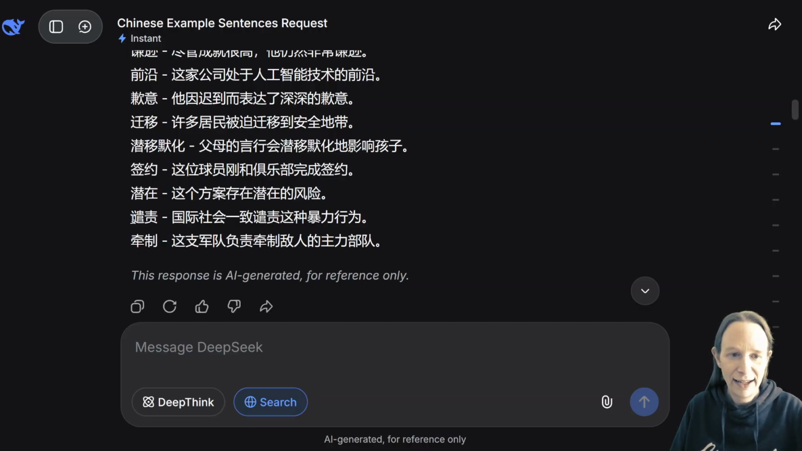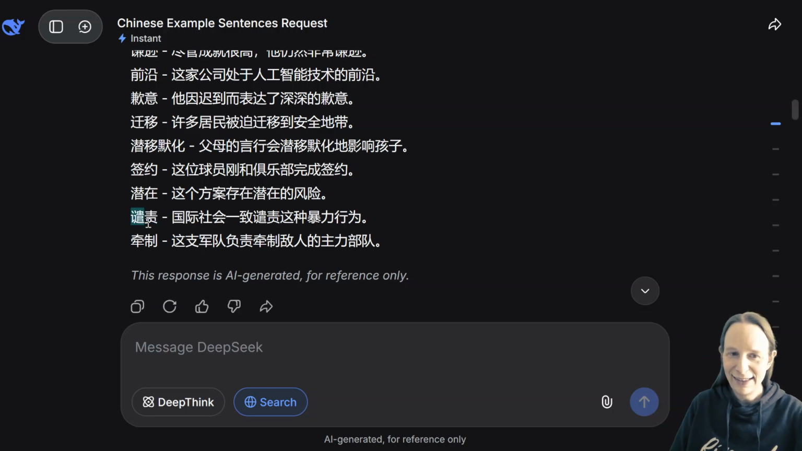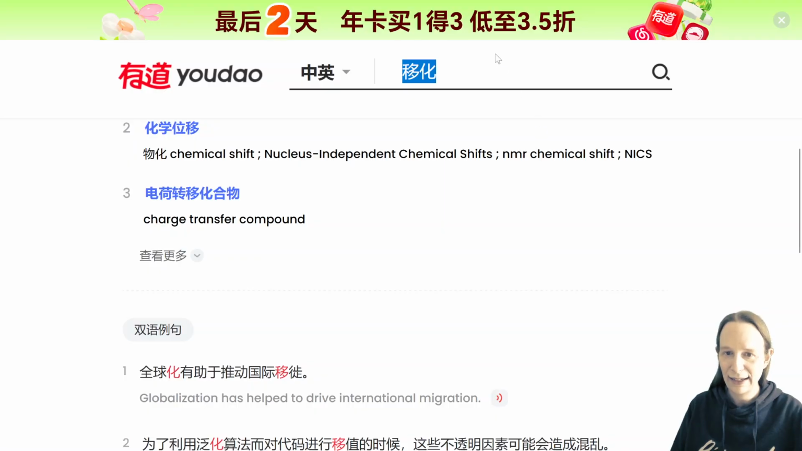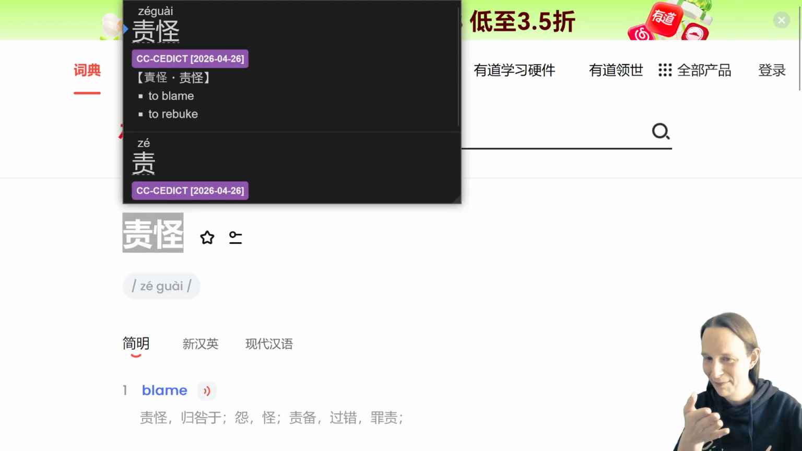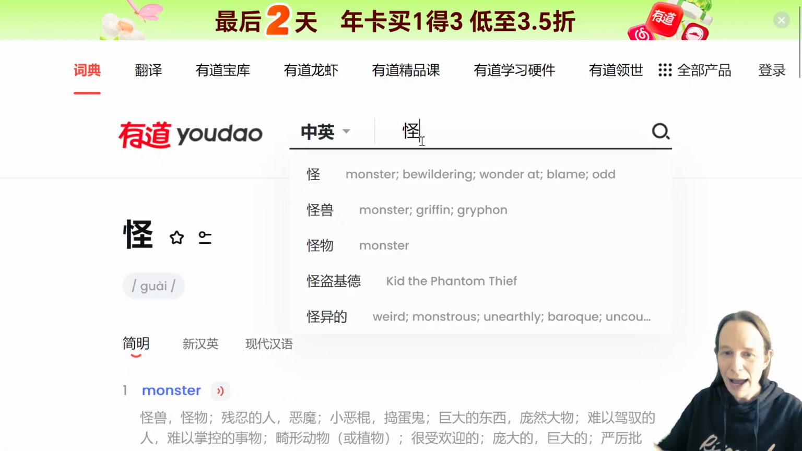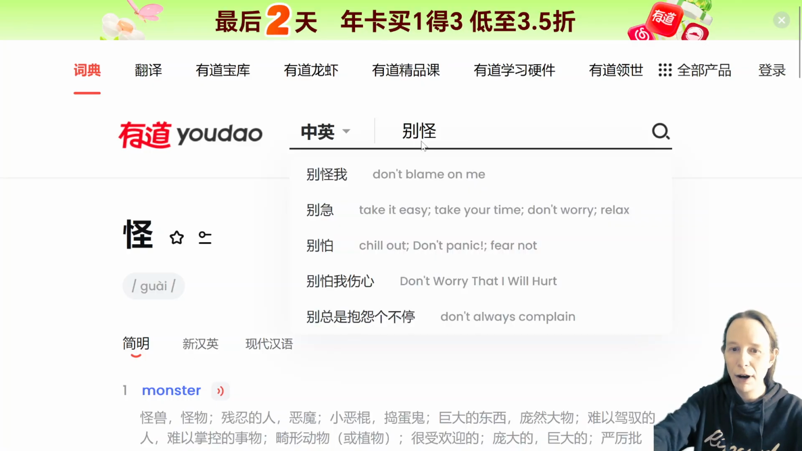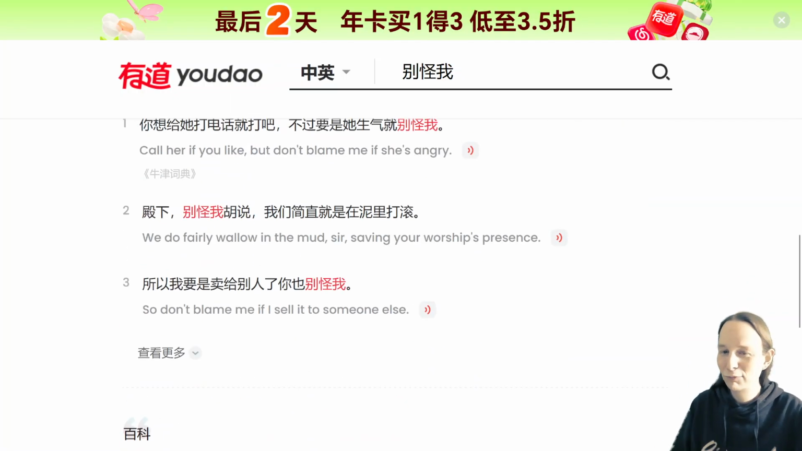All right, 谴责. Okay, so 谴, this is a fairly rare character. I think it's mostly just in this word, really. 谴责. Yeah, 责 is probably 责怪. 责怪, blame, right? Comes in this word. You can just use 怪 by itself. 别怪我. 你别怪我. 不是我的错.